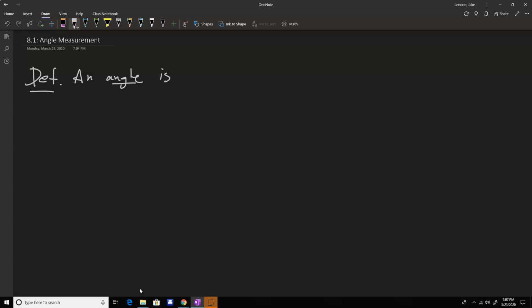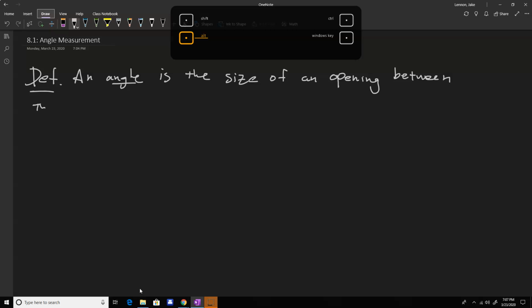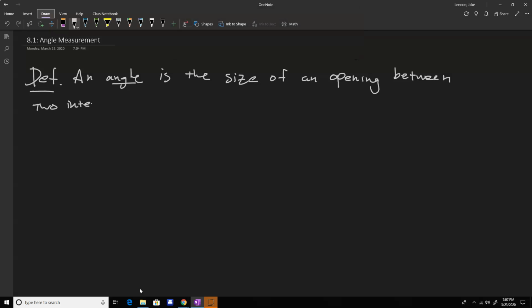is the size of an opening between two intersecting lines. So there's a few ways to measure this. When you get into trigonometry, you can talk about radians and stuff like that. But in this course, we'll mostly be talking about degrees. So these we'll say are typically measured in degrees.